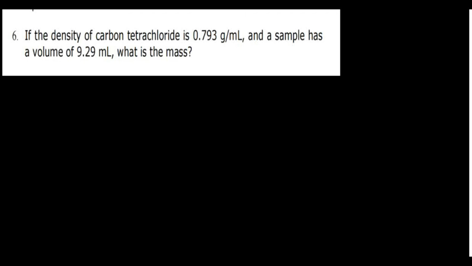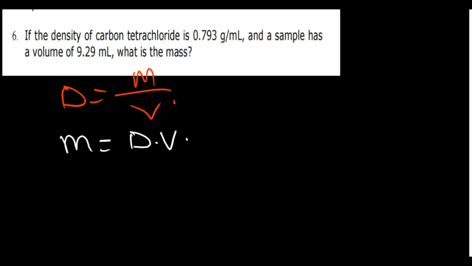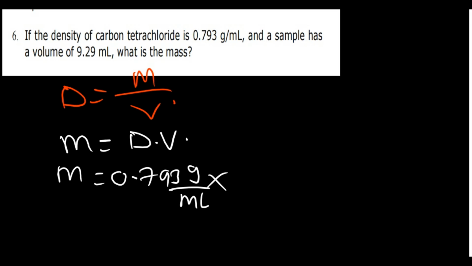So we know that density is mass divided by volume. We have our density, we have our volume. So it's just a matter of making mass the subject of the formula. The mass will be equal to the density times the volume. Our mass is the one we are trying to find. Our density is 0.793 grams per mils, times the volume, which is 9.29 mils.